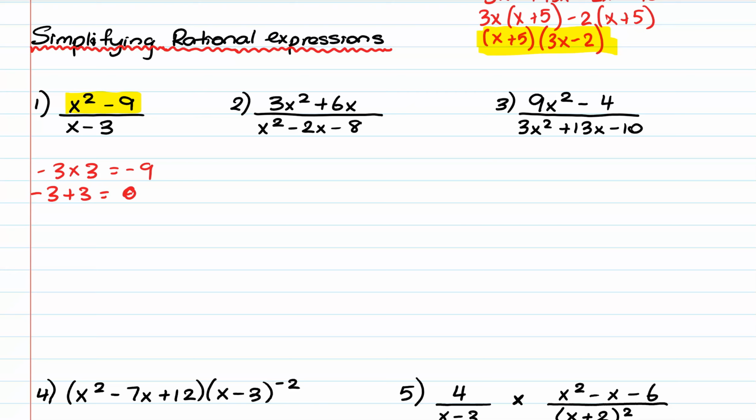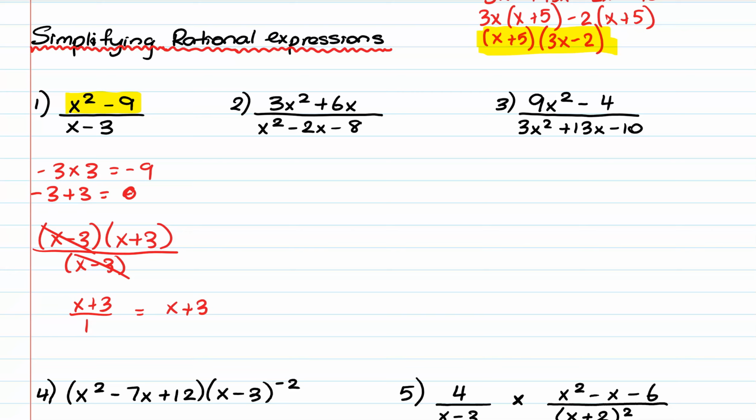So I can factorize that as (x minus 3)(x plus 3) over x minus 3. Now, I've put it under brackets because I'm going to cancel these terms out. I've got x minus 3 up top and x minus 3 down the bottom. So if I cancel these two things out, all I'm left with is x plus 3 over 1, which is x plus 3. Simplified. Cool.